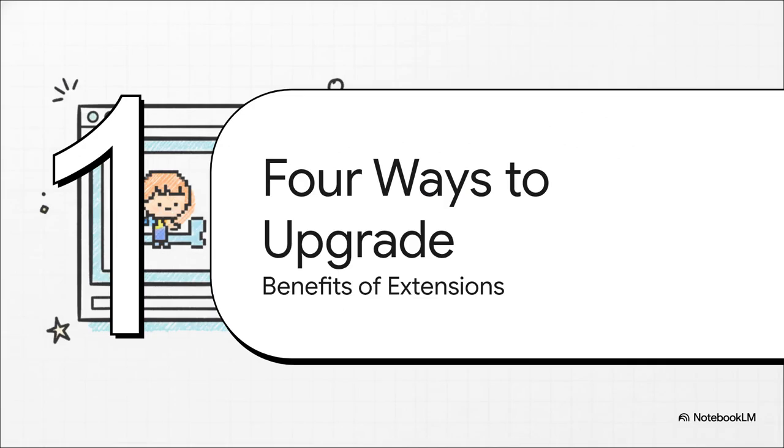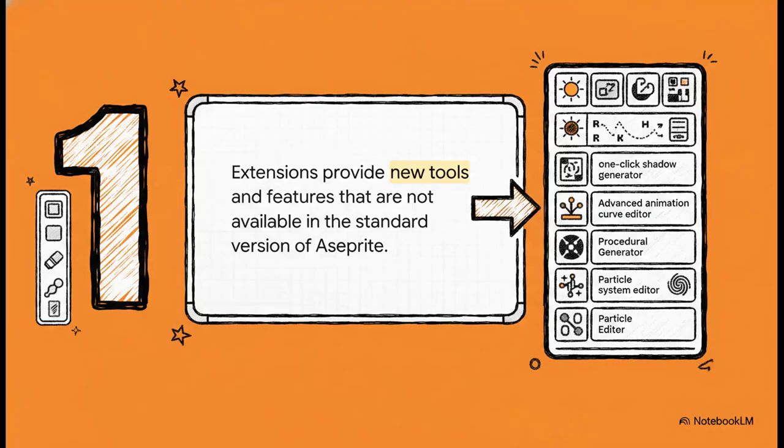Okay, so why should you even bother with these? Let's break down the 4 key benefits that extensions bring to the table, because these are the ways you can seriously upgrade your entire pixel art game. First up, you get enhanced functionality, and what that means is you can add tools that just aren't there in the standard version. Imagine, like a one-click shadow generator or an advanced animation curve editor. I mean, these are the kinds of features that can completely change how you work.